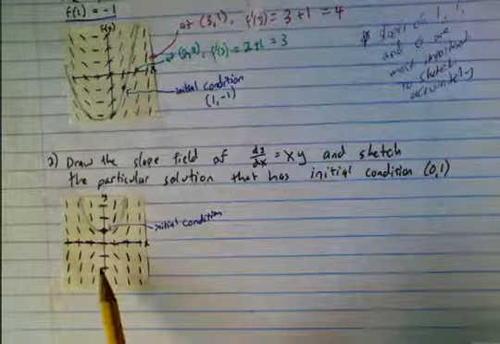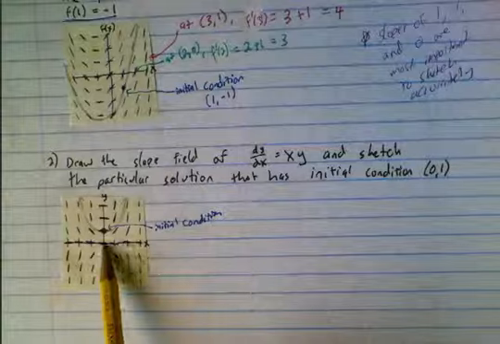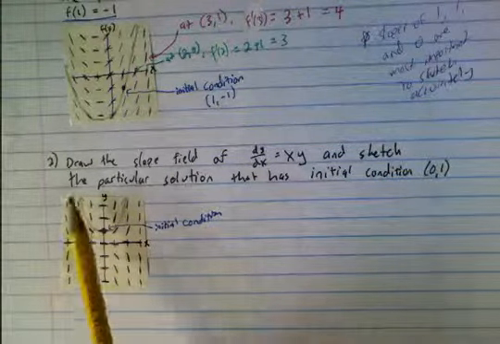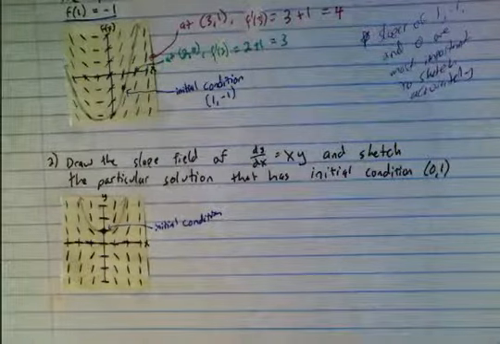Notice that if our initial condition had been down here, we would have had one going this way instead. If our initial condition had been 0, 0, it actually would have been a straight line. So the actual shape we get is very dependent on that initial condition.